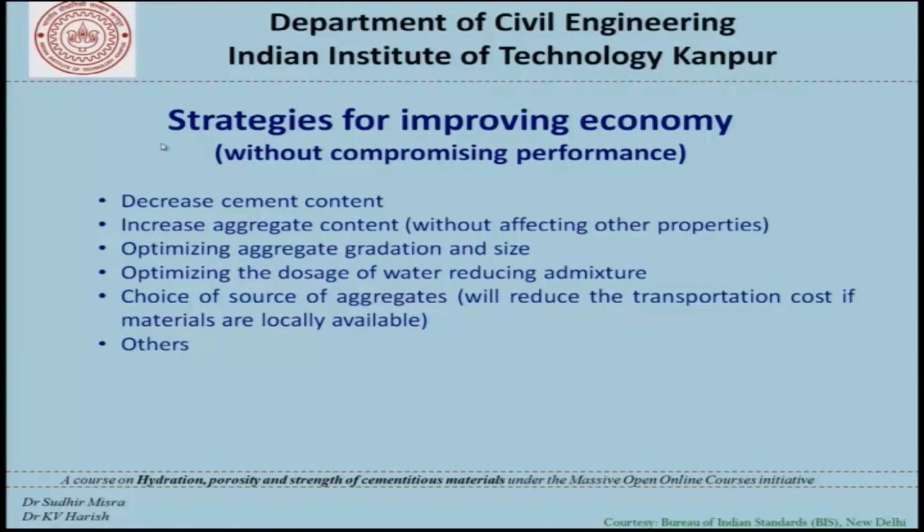Strategies for improving economy, and remember, this is without compromising other properties or performance. Decreasing cement content, increasing aggregate content, remember this is without affecting other properties. Optimizing aggregate gradation and size, optimizing the dosage of water reducing admixture, choice of source of aggregates. This will primarily reduce the transportation cost if the materials are locally available. You can also use other strategies to achieve economy. With this, we come to an end for this lecture.